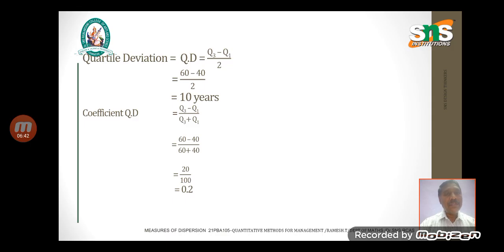Okay, now we take the quartile deviation. Quartile deviation is Q3 minus Q1 by 2.